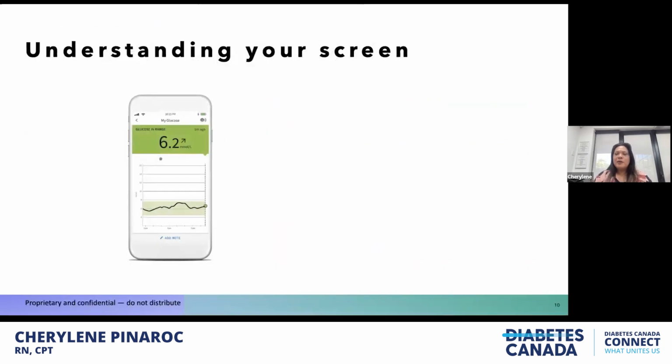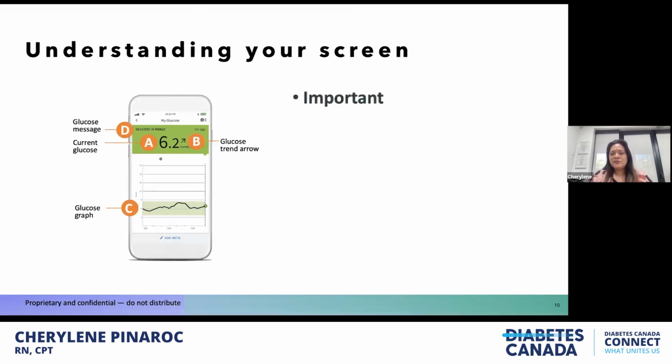So basically, when people are looking at their phones, this is what they see now with their screens for the Freestyle Libre 2. There are 4 important things that we need to look at when we're looking at our screens. The first part is really your current glucose value at this moment. And then the second important thing would be your glucose arrow trend. This will give us a good indication of where your blood sugar is going in the next couple of minutes. So this can help with your treatment decisions to let you know what you need to do.